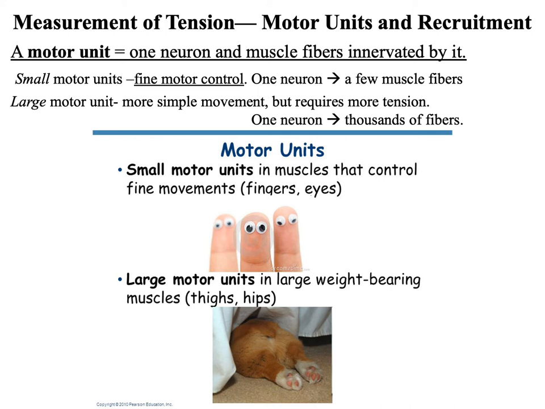But your eyes and your fingers, because there are so many detailed motions, different little directions that your fingers can go, your eyes can go, then I need a motor unit that hits just maybe 5. And then another neuron that hits maybe 5. And then another neuron that hits maybe 5. So that I can get those fine details of motion.